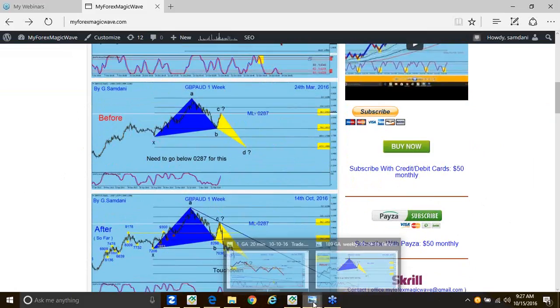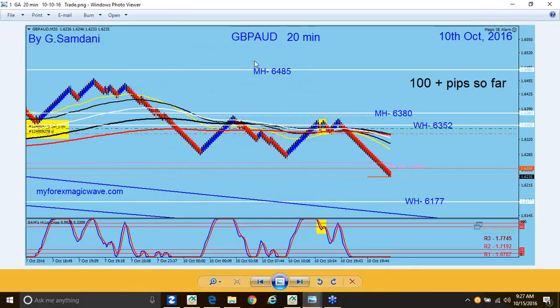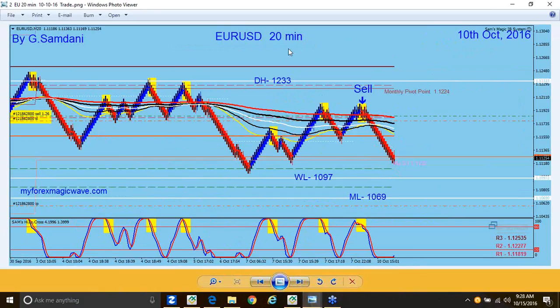All right, so let's get started here. This is the Pound Aussie 20-minute chart trade on October 10th. They are all taken by the setups, the Magic IB system setups, and this one went down a lot more, but I couldn't save the chart because I'll show you what really happened to Pound Aussie.